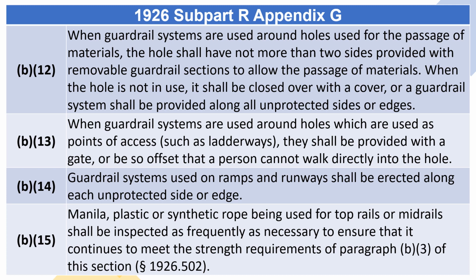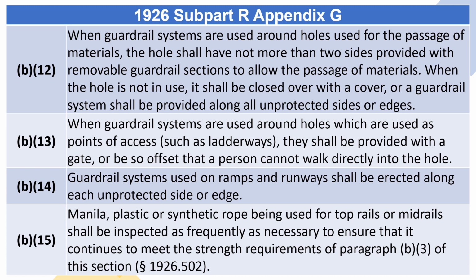(b)(12) When guardrail systems are used around holes used for the passage of materials, the hole shall have not more than 2 sides provided with removable guardrail sections to allow the passage of materials. When the hole is not in use, it shall be closed over with a cover, or a guardrail system shall be provided along all unprotected sides or edges.